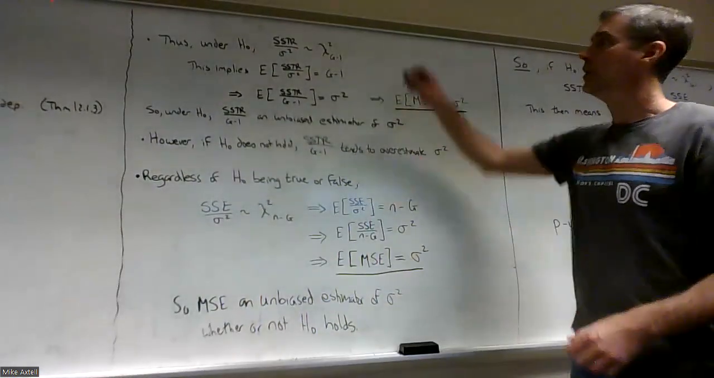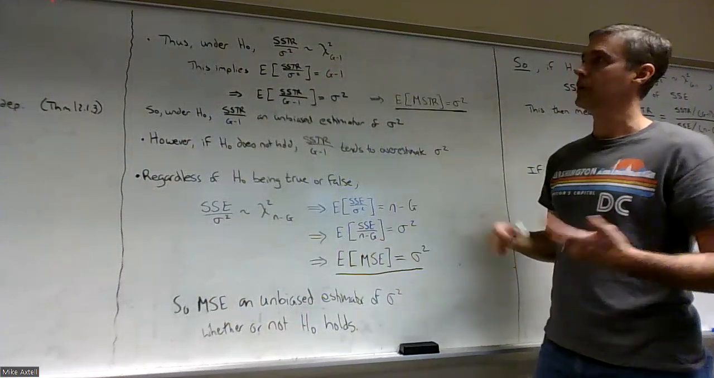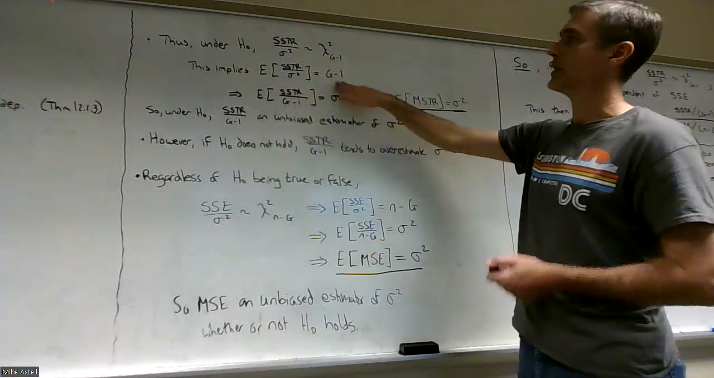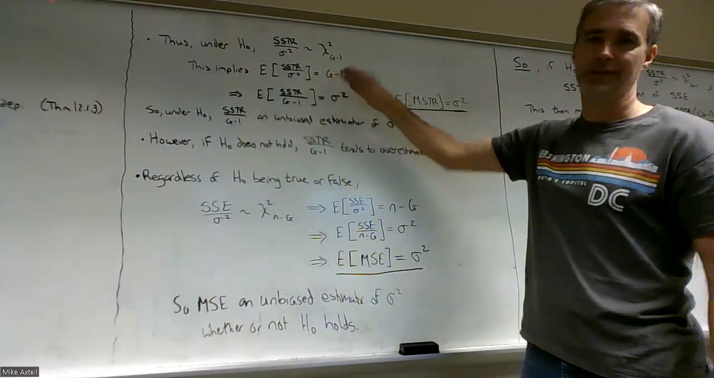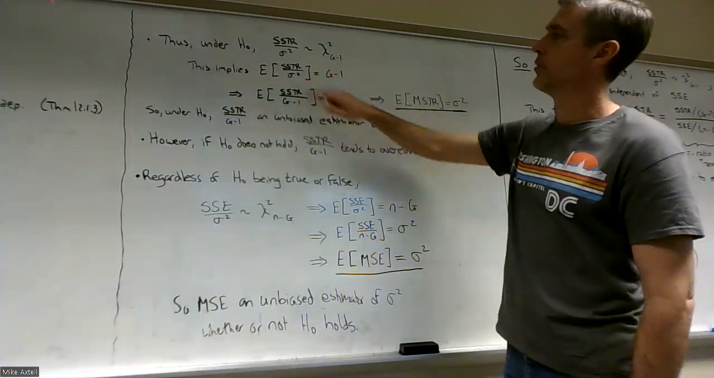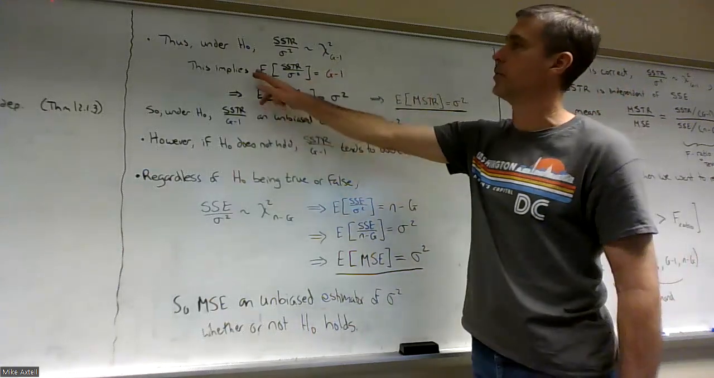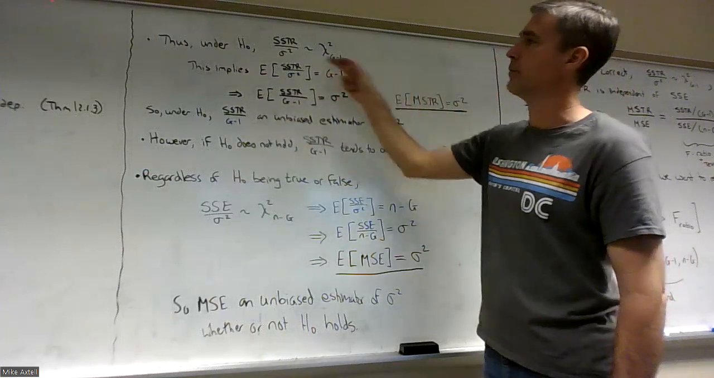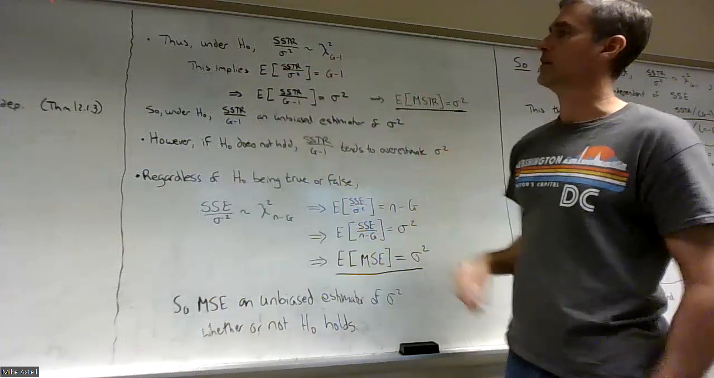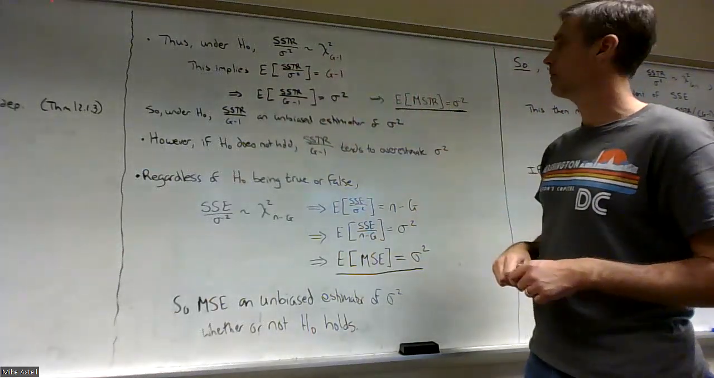All right. So that's where we start up here. This would imply the expected value of SSTR over sigma squared is equal to G-1 degrees of freedom. That's how you calculate the mean of a chi-square distribution. And since sigma squared is a number and G-1 is a number, and this is an expected value, I could multiply both sides by sigma squared and divide both sides by G-1 and bring that G-1 inside. So I have the expected value of SSTR over G-1 is sigma squared, okay?